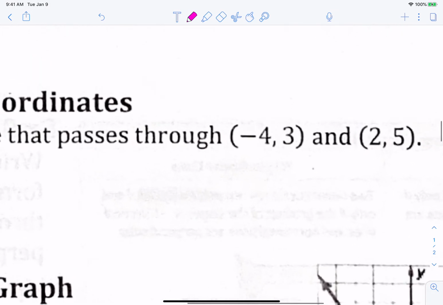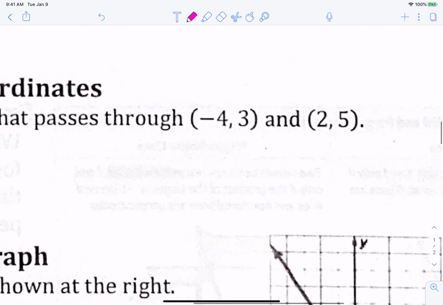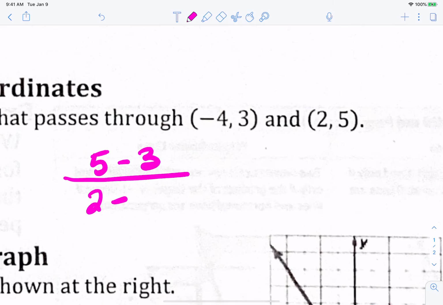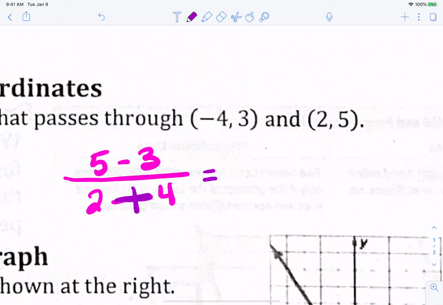Okay, so example 3, we're using that same concept except they've taken away the story problem. They're just saying find the slope of those 2 points. We want to do y2 minus y1 over x2 minus x1. Second y coordinate is 5. First y coordinate is 3. 5 minus 3, and then 2 minus negative 4, which means we do 2 plus 4. 5 minus 3 is 2. 2 plus 4 is 6.